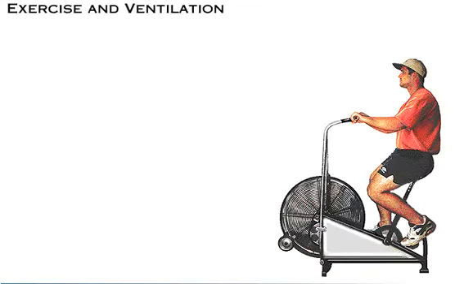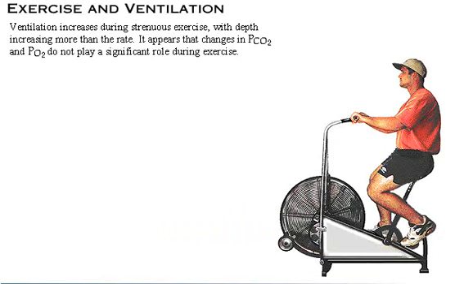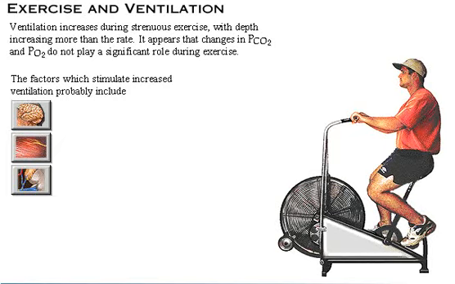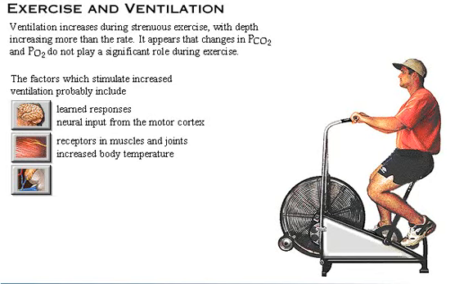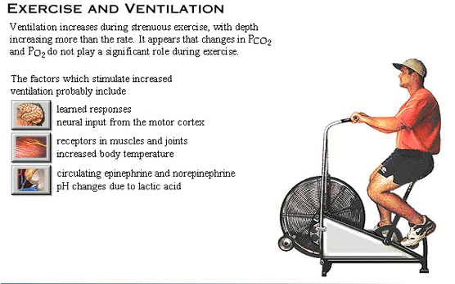Now let's look at the changes in ventilation during exercise. Ventilation increases during strenuous exercise, with the depth increasing more than the rate. Remarkably, it appears that changes in PCO2 and PO2 do not play a significant role in stimulating this increased ventilation. Although the precise factors which stimulate increased ventilation during exercise are not fully understood, they probably include learned responses, neural input from the motor cortex, receptors in muscles and joints, increased body temperature, circulating epinephrine and norepinephrine, and pH changes due to lactic acid. Click a button to explore these factors.